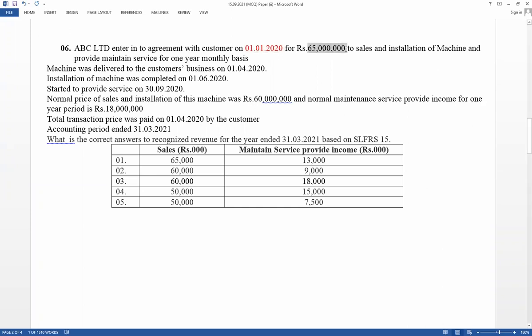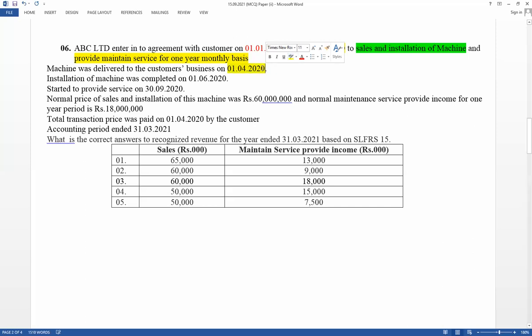Think about 65,000 as the transaction price for sales. First one, think about the performance obligations. First one, sales and installation of the machine. That is the first performance obligation. They sell and install the machine and provide a maintenance service for 1 year on a monthly basis. This is the second performance obligation. Think, there are more performance obligations available in the contract. Sales and installation of the machine and providing maintenance service for 1 year. For that, they charge 65 million. And given the machine was delivered to the customer on 1st April 2020.